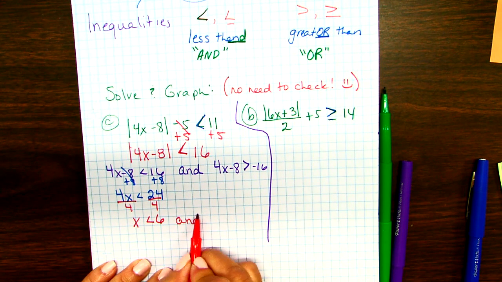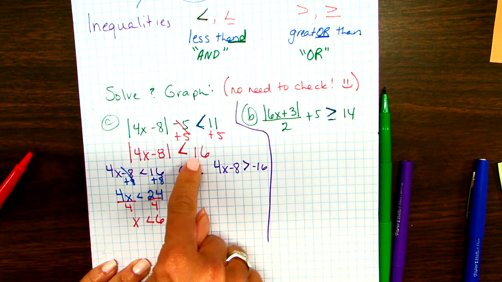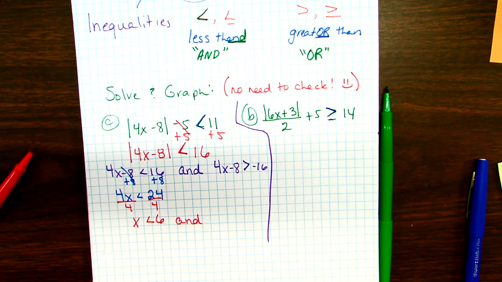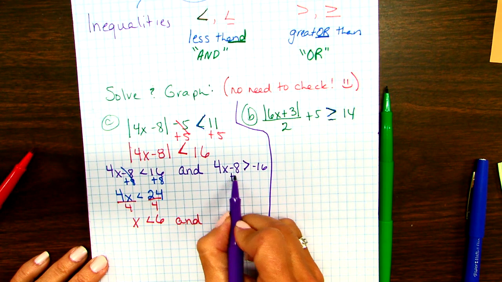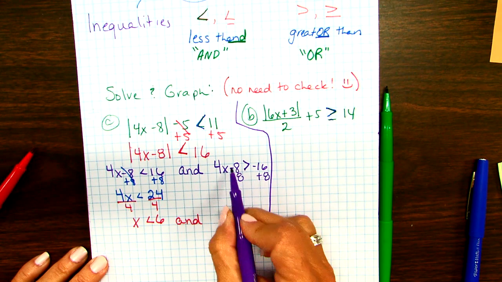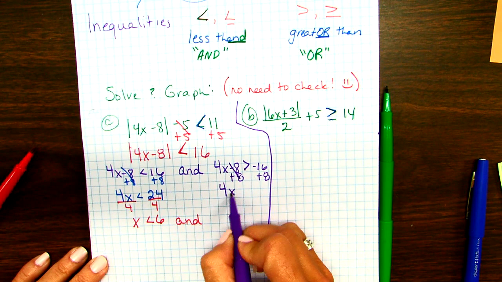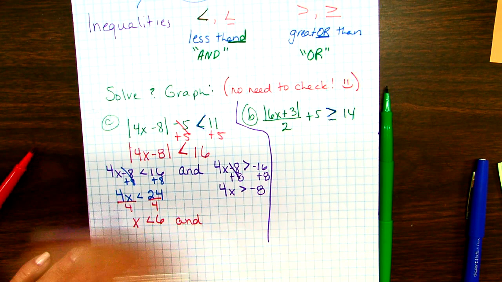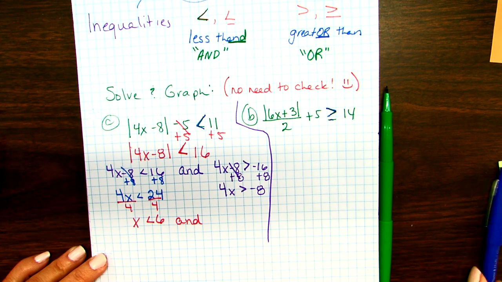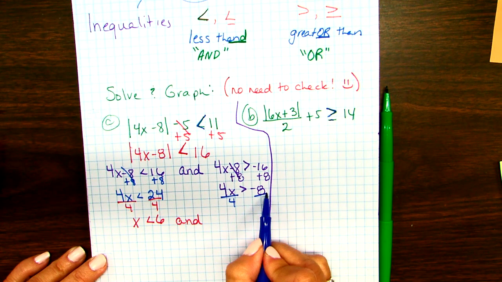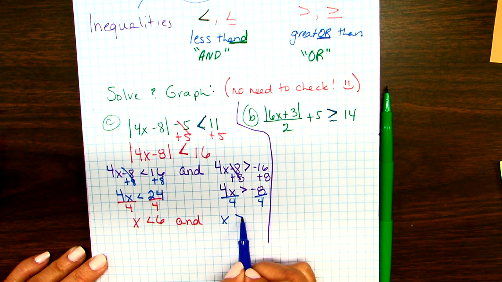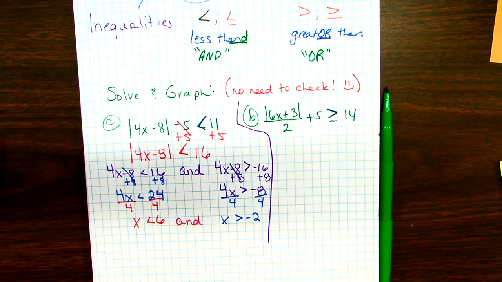And let's see what we get here. Add 8 to both sides. Of course, you can use your calculator. And divide by 4. There's the solution. We don't have to check it, but we do have to graph it.